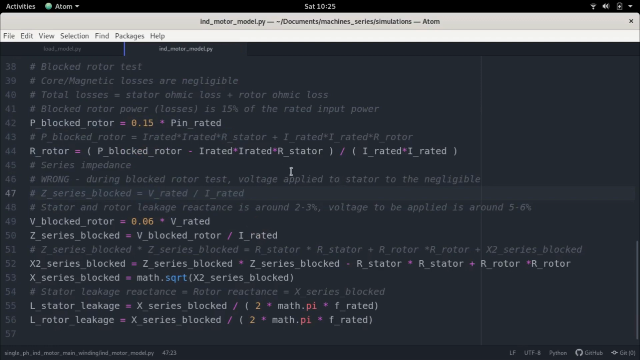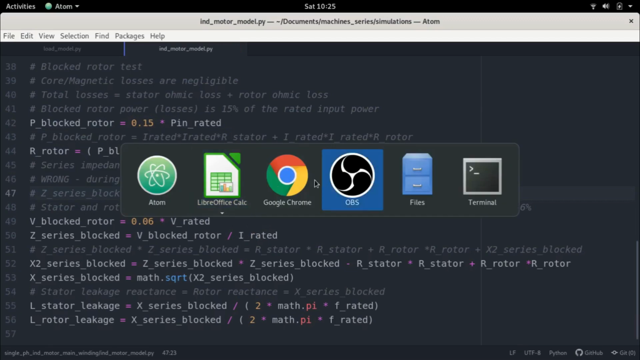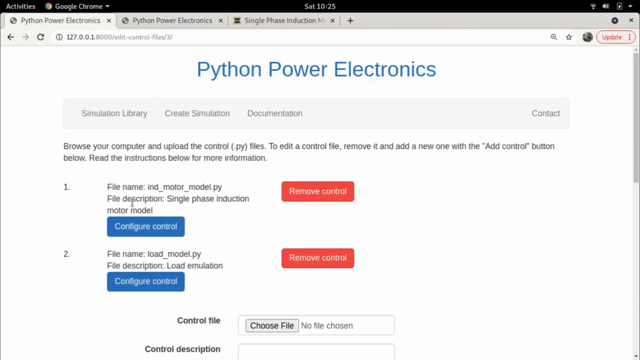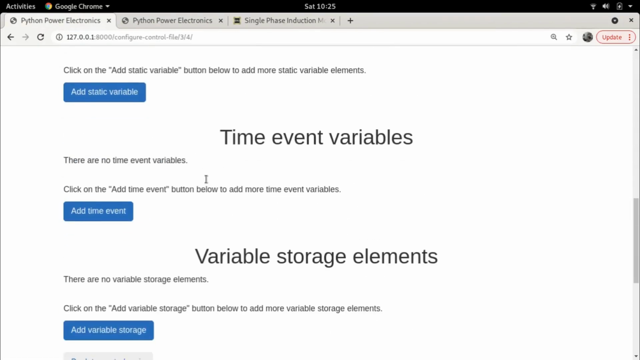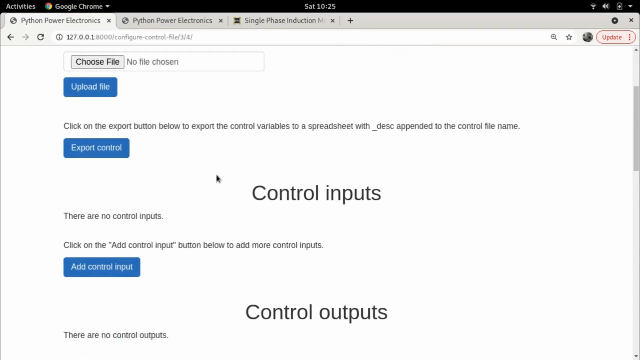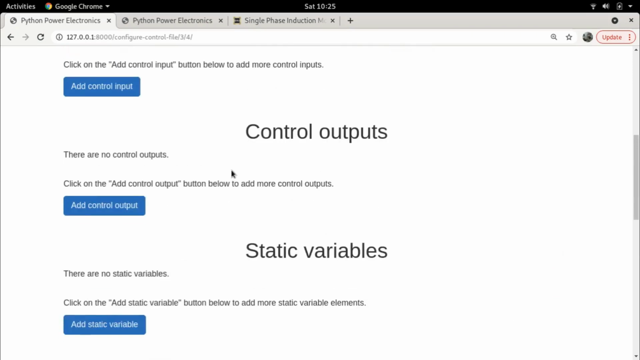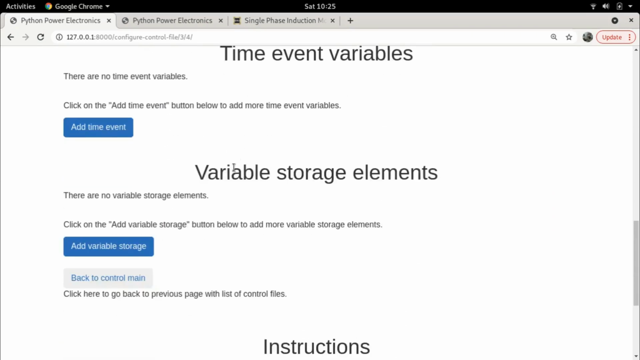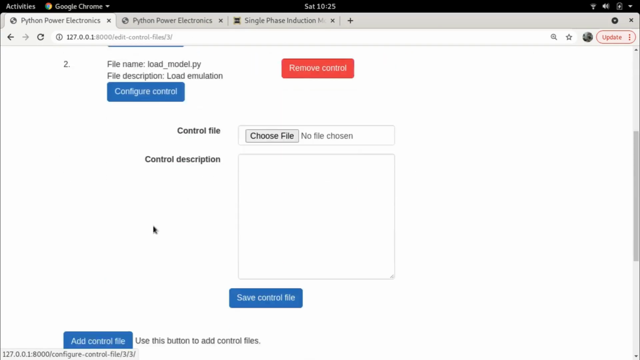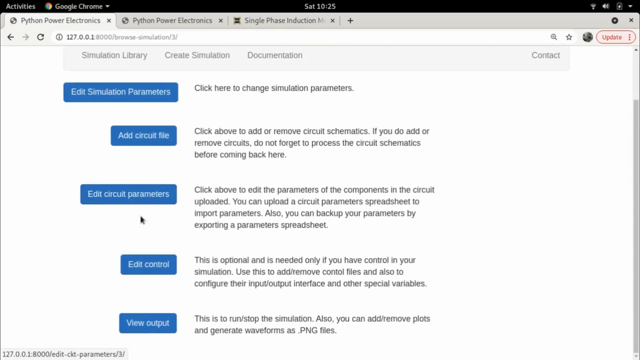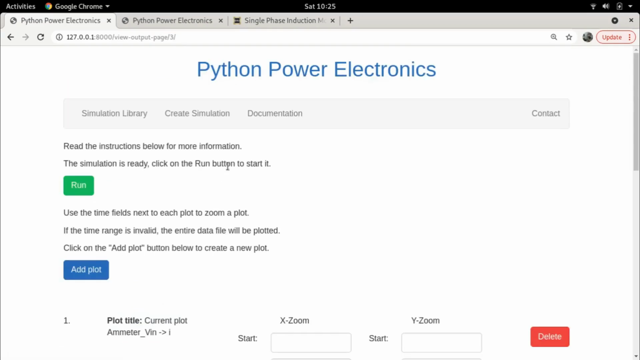Since we have already added this induction motor model in the simulator, let's go over there. We have not configured any variables yet, and we can hold off on that because we are still at the stage where we are computing the parameters of the equivalent circuit. So I'm going to run this simulation just to make sure that there is no syntax error. Let's click on the run button.